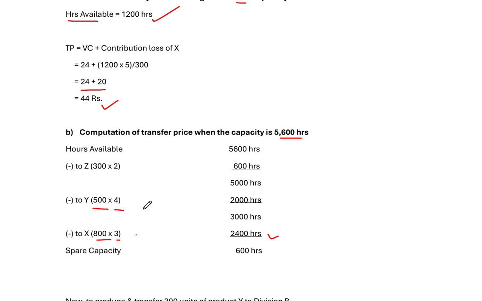So total hours required is 2000 hours. And for Z, maximum demand is 300 units and labor hours per unit is 2. So total required hours is 600 hours. Now let's calculate the total hours required. If we calculate, we will find 5000 hours. Check the capacity. Total labor hours is 5600 hours minus total 5000 hours. So 600 hours of spare capacity will be left.